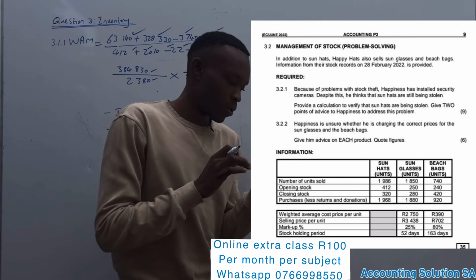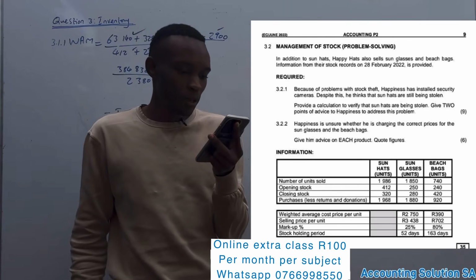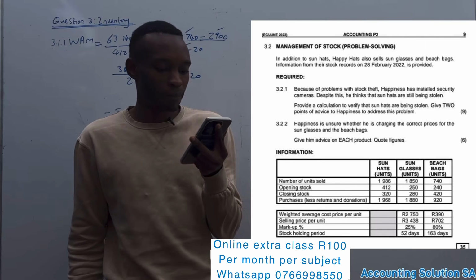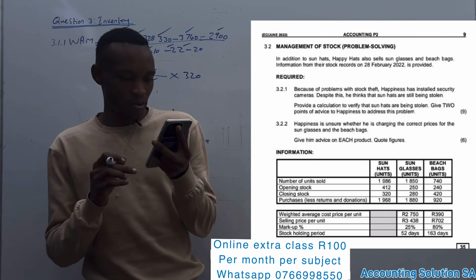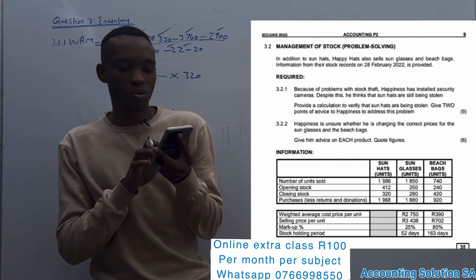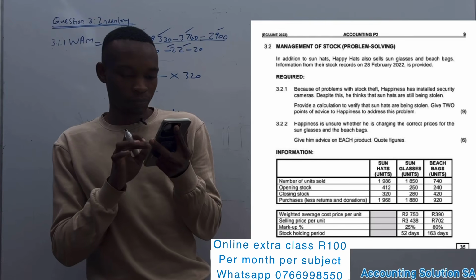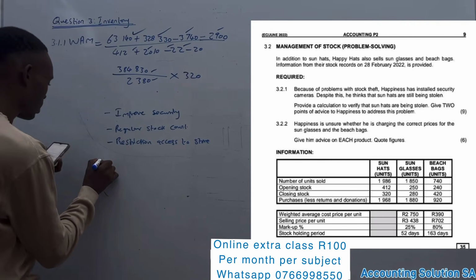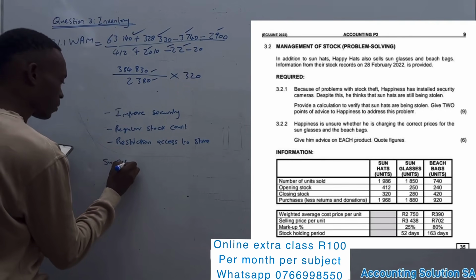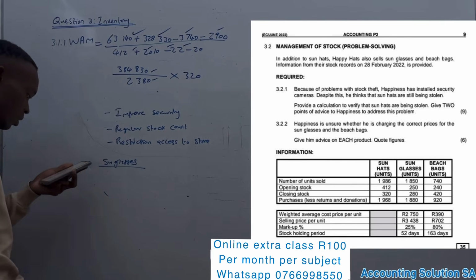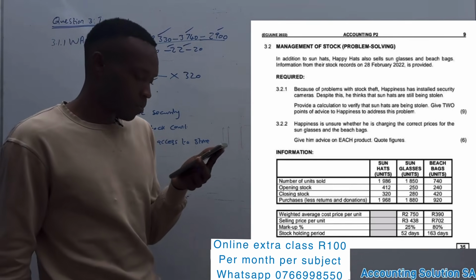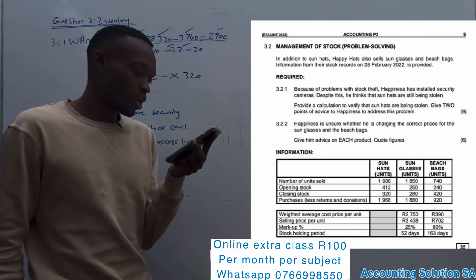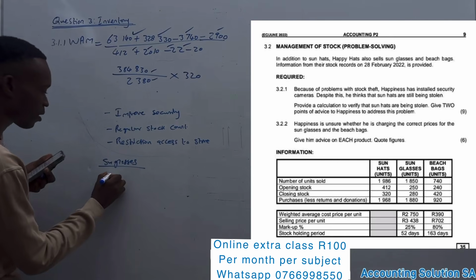So let's go to the last one. Happiness is unsure whether he is charging the correct price for the sunglasses and the beach bags, his other 2 products. Give him advice on each product and quote the figure. Let's start with sunglasses. Under sunglasses, if you check the markup, guys, he's charging 25% only, and the goods that have been sold, you check the markup.